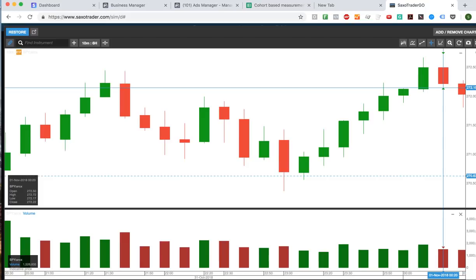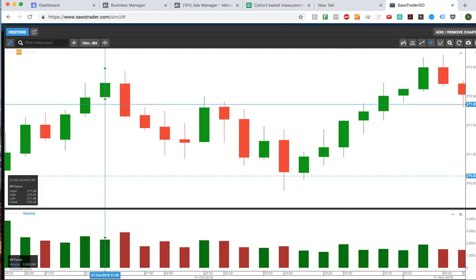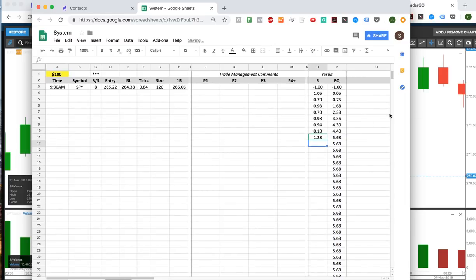So you divide that by 2, add it to the half an R that we already had, and we get 1.28 R. Now, let's add it to our spreadsheet so far, and we have 1.28. So our equity curve is up to 5.68.